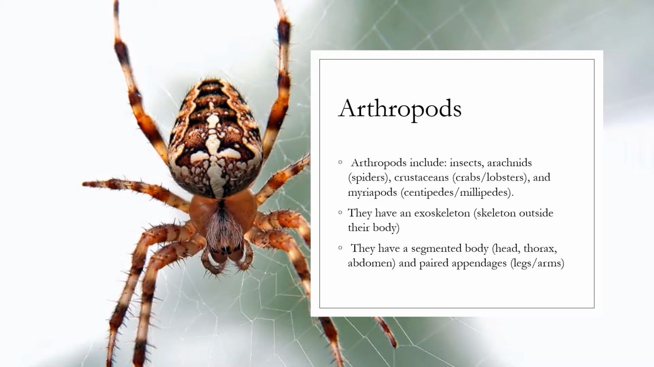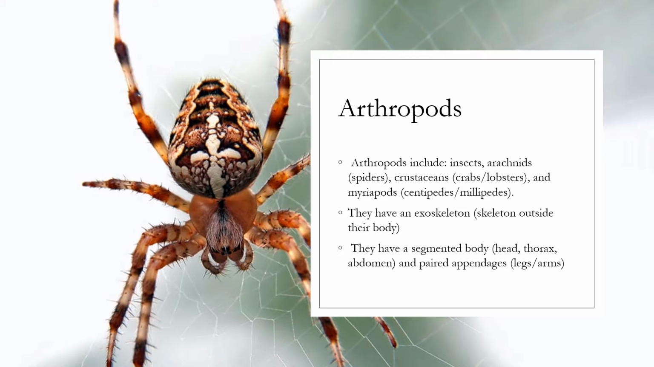Arthropods. Examples of arthropods include insects, so butterflies, grasshoppers, things like that, arachnids, which are spiders, crustaceans, an example would be crabs and lobsters, and myriapods, centipedes or millipedes. Instead of having a skeleton on the inside, like humans or other vertebrates, they have a skeleton on the outside called an exoskeleton, which they can usually shed when they get too big for it.